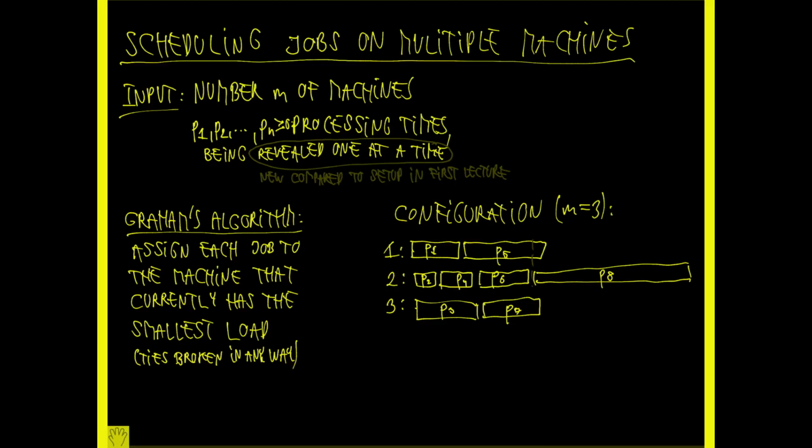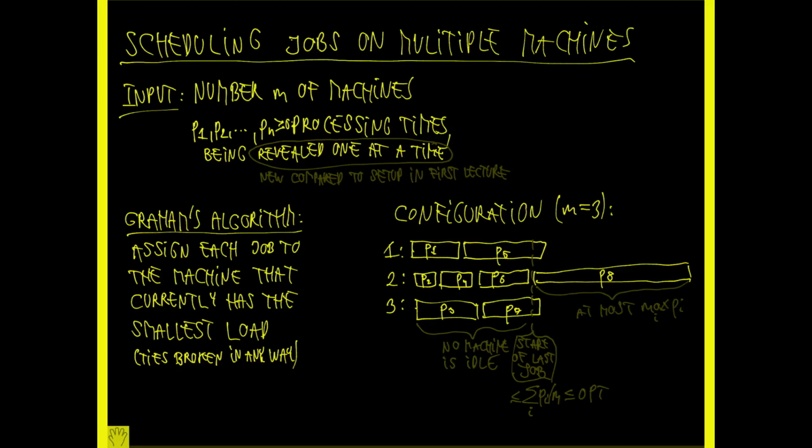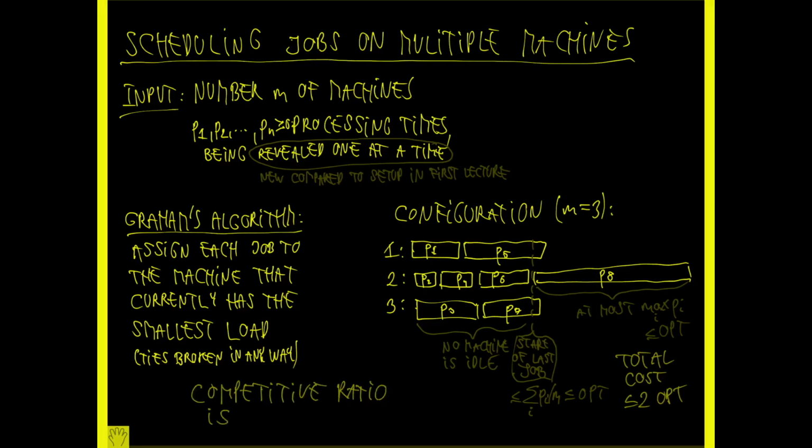Now, in order to analyze this, we can consider the starting time of the longest running job. Before this time, no machine can be idle. So this means that the starting time can be at most the average processing time, which is an upper bound by opt. Also, the length of the longest job is at most opt. So the total cost can be at most 2 opt. That is, the competitive ratio is bounded by 2. The factor 2 here is tight in the sense that it's the best constant that holds for any number of machines m.